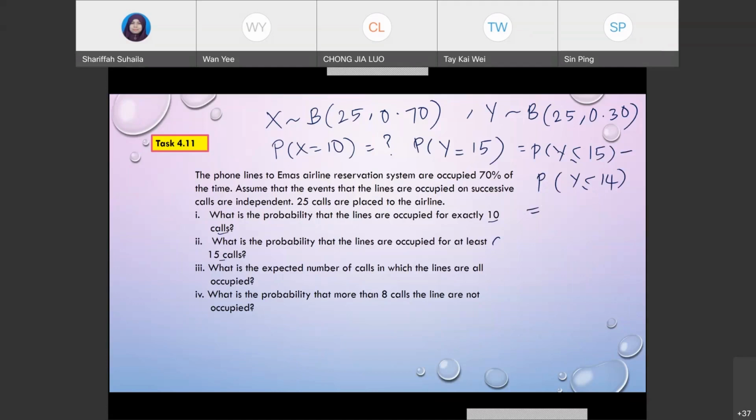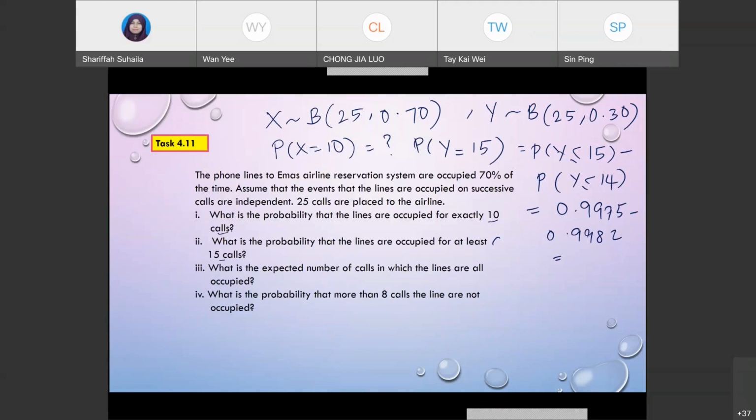In your stats table, you find n 25, your pi is 0.3, on page 21. Okay, pi 0.3. You have 0.995 minus 0.9982. So that is exactly 10. Probability Y equals to 15. Again, given is your cumulative, so change.